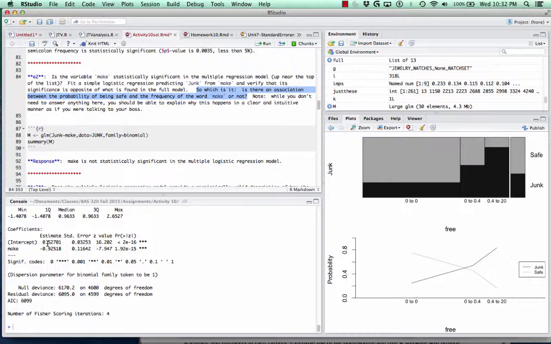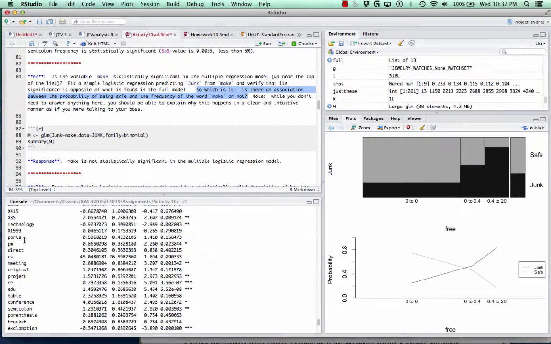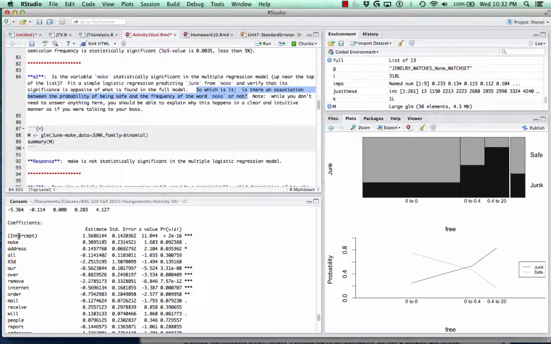What the simple logistic regression equation is saying is that knowing the frequency of the word make does give you additional information about the probability of the email being safe or junk. However, whatever information make has about that probability must be redundant with the information provided by the rest of the predictors here. So once we know all of the other word frequencies and character frequencies, etc., also knowing the frequency of make doesn't really help us out. It doesn't yield any new additional information about that probability.